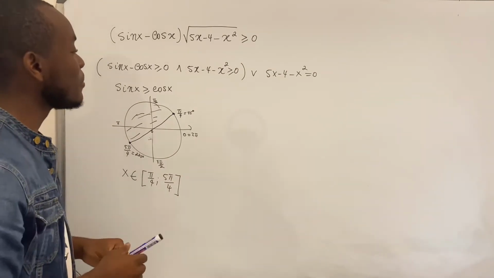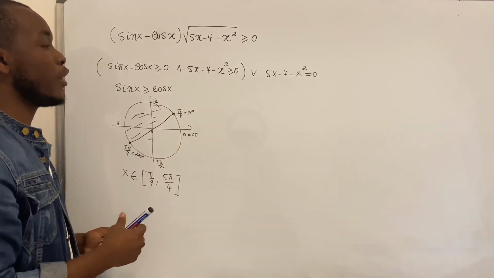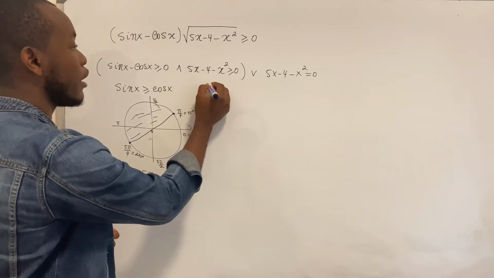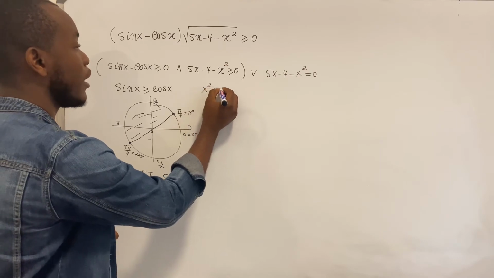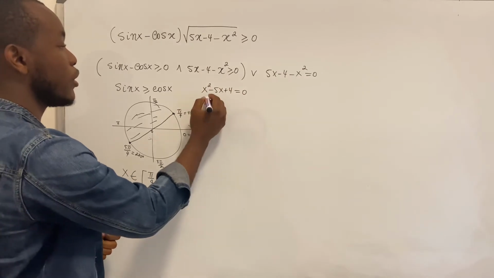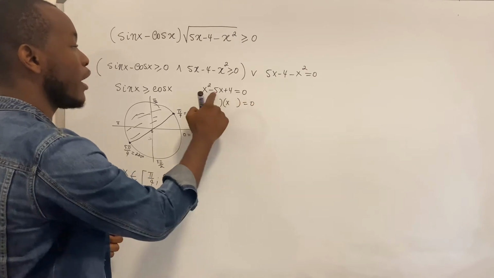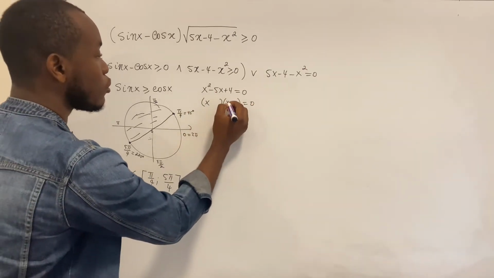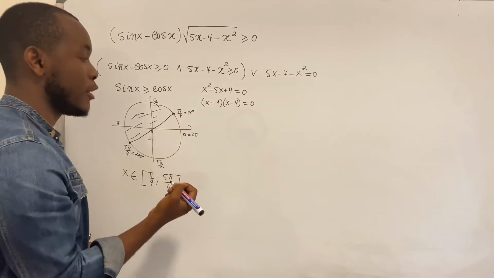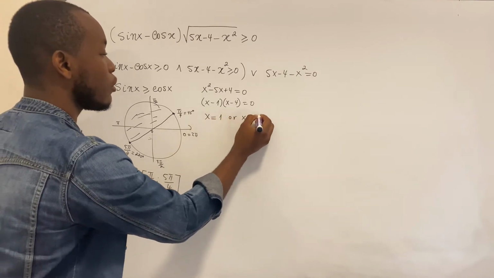If we now analyze this one, it is a quadratic function. We can first find the roots by solving it as an equation: x squared minus 5x plus 4 equals 0. Finding two numbers that multiply to 4 and add up to minus 5, we have minus 4 and minus 1. So x is equal to 1 or x is equal to 4.